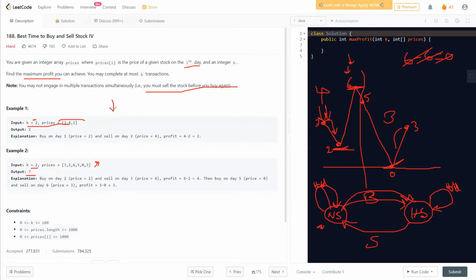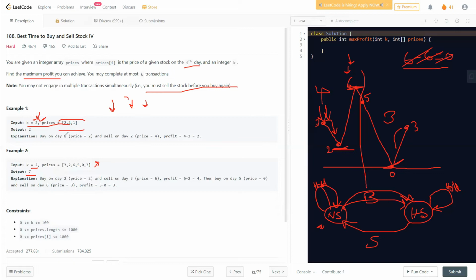Either you can buy on day one and sell on day two. As I said, buying and selling on the same day makes no sense. So buy on day one, sell on day two, or buy on day one and sell at day three. That's basically one transaction, right? Can you do a second transaction, like buy at day three and sell on no other days? So in a price length of three, does a K value of two matter in a way?